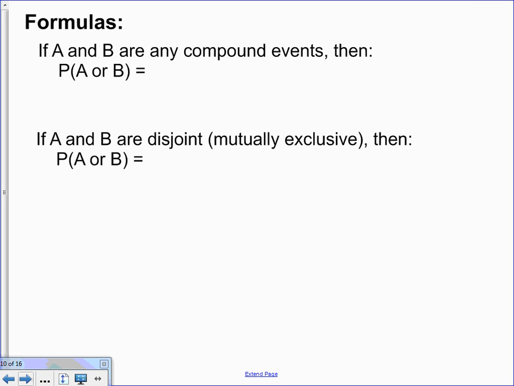So we need formulas. I'm going to give you the first formula for the probability of A or B, and this works for any compound event, whether it's disjoint or overlapping. It works for everything. So if there's one formula you know, it should be the first formula we write down. The probability of A or B is equal to the probability of A plus the probability of B minus the probability of A and B.